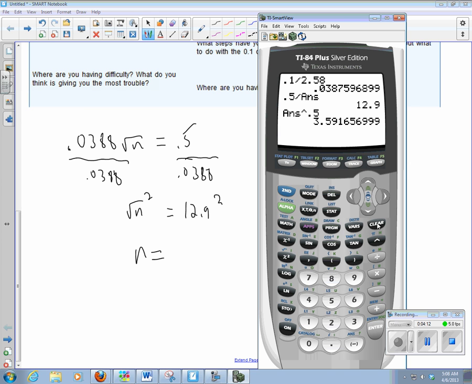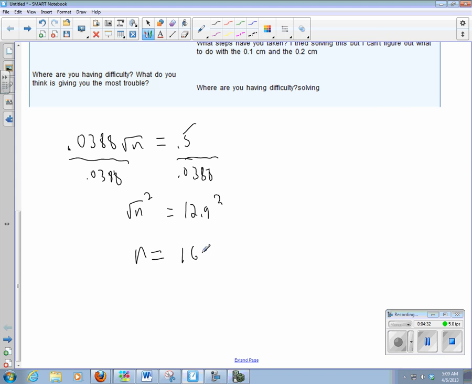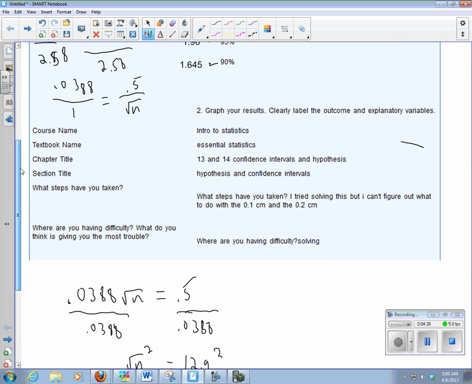Oops, I'm sorry, I wanted to square, not take the square root. So it's 12.9 raised to the second. So I need a sample size of 167. I'll have to round up because I can't have 0.41 people. So a sample size of 167 should keep the margin of error within 1/10 of a centimeter.